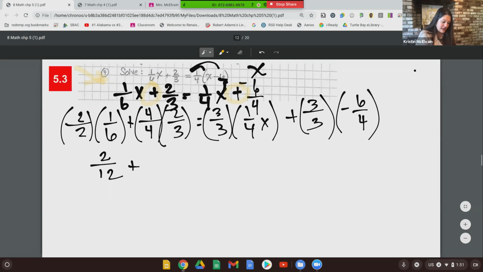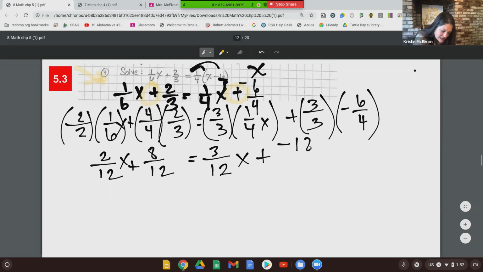All right. So we have 2/12 plus 8/12 equals 3/12 x. Oh, I left an x out somewhere right here. X and x there. Plus positive times a negative is going to give us -18/12. Okay, you guys good?